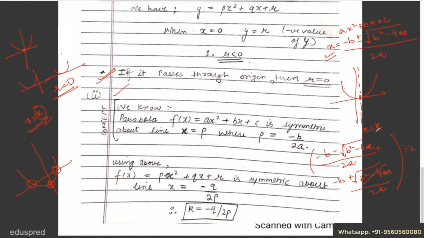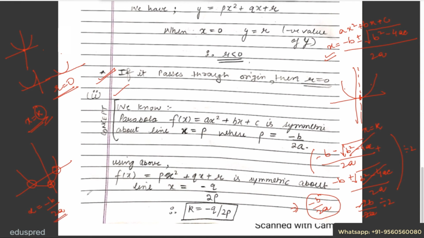So this and this get cancelled. All we are left with is minus 2b divided by 2a, again divided by 2. So this 2 and this 2 get cancelled, and if I simplify it, I'll get minus b by 2a. Or I can say that my parabola is symmetric along the line x is equal to minus b by 2a.